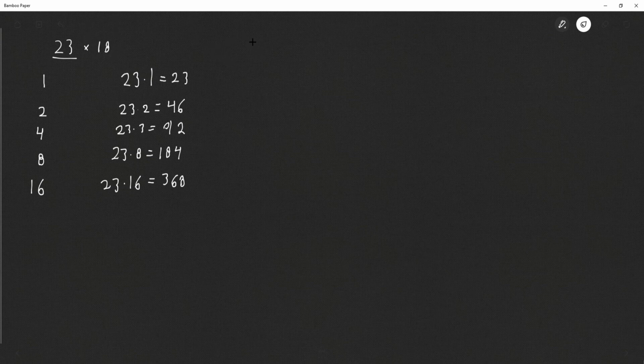So now, the way that we're able to get our 23 multiplied by 18 is by breaking 18 into powers of 2. So we'll notice that 18 is equal to 16 plus 2. We want to take the rows for 16 and 2. So this is going to be our 368 and 46. So now all we have to do is take our two numbers that we received and add them. So we get 46 plus 368, which will give us 414. Meaning that 23 multiplied by 18 is going to be equal to 414.